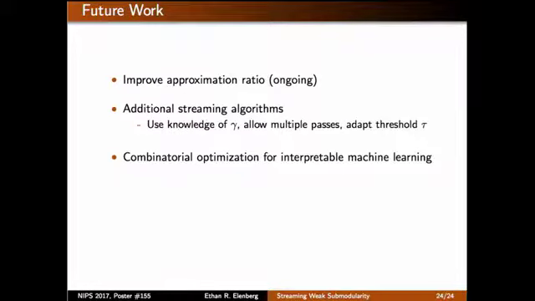And finally, there are many exciting ideas for future work. First, there's some looseness in the proof technique, and we have ideas for improving the guarantee for these algorithms. Also, we consider other classes of streaming algorithms which use knowledge of gamma as input, allow multiple passes over the data, or use adaptive thresholding. And finally, it would be good to know what is the best approach to interpretability. When do different methods agree, and when do they disagree? And can these combinatorial approaches to interpretability help with problems like fairness and adversarial examples?